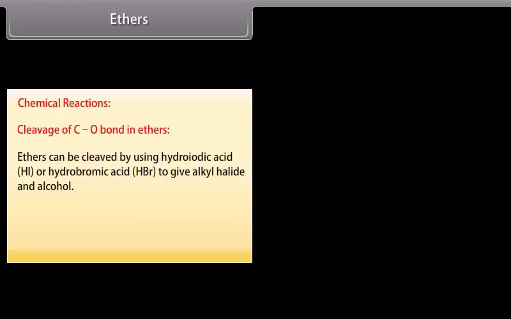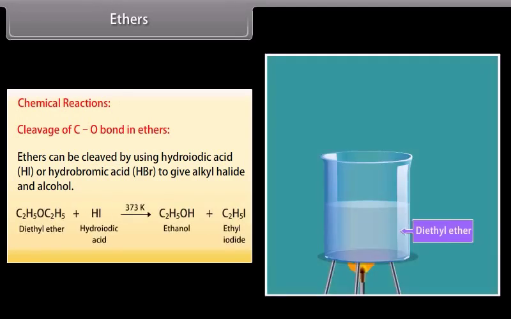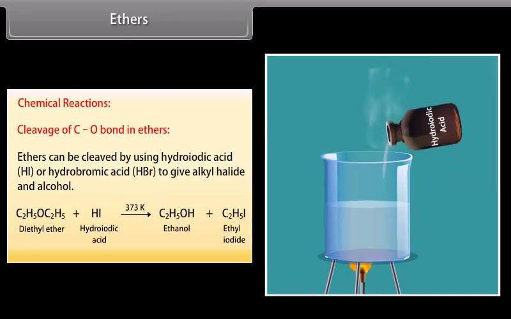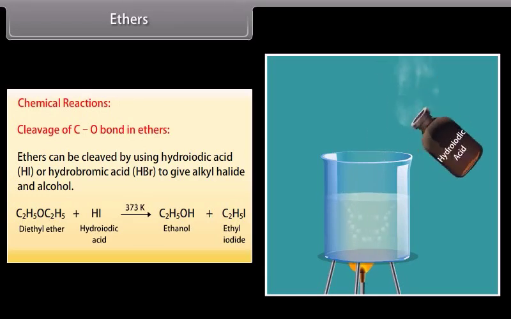Chemical reactions. Cleavage of C-O bond in ethers. Ethers can be cleaved by using hydroiodic acid or hydrobromic acid to give alkyl halide and alcohol. Hydroiodic acid reacts with diethyl ether and it forms ethanol and ethyl iodide.